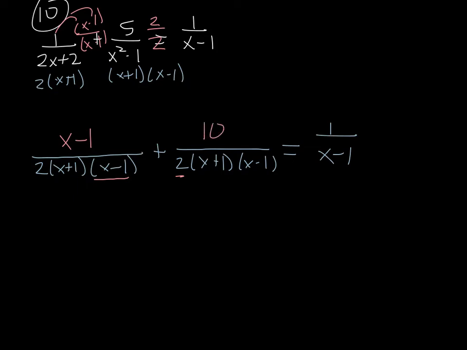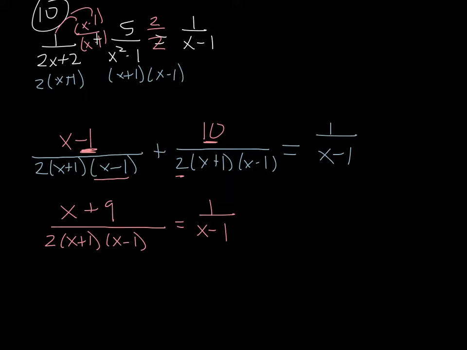Now I'm adding here, so on the left-hand side, I have x, and then negative 1 plus 10, because those are my like terms, would give me plus 9. And on bottom, I have my 2, x plus 1, x minus 1 is equal to 1 over x minus 1. Now I have my fraction equal fraction. I'm going to multiply just this side over here. So I have my x plus 9. I'm multiplying the other one over.